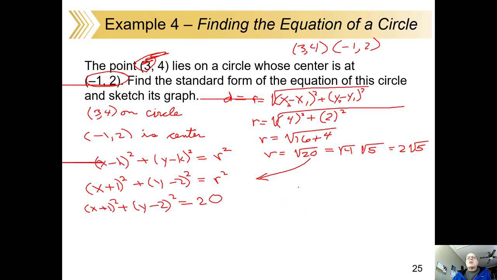And now we can sketch the graph. If we want to sketch the graph, we know that the center is at -1, 2. So -1, 2 would be something like this. I'm not going to put the hash marks in. And we know that the radius is the square root of 20. And the square root of 20, roughly speaking, where's my cursor?